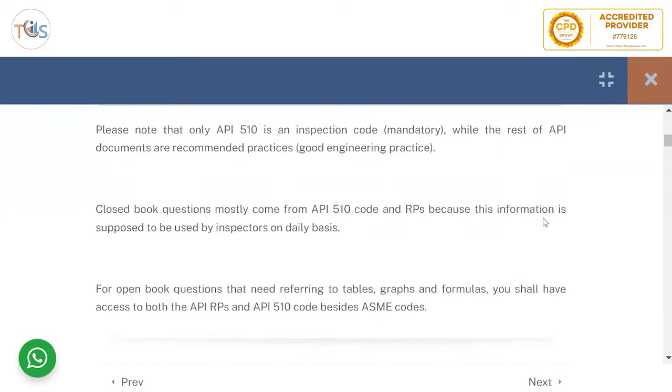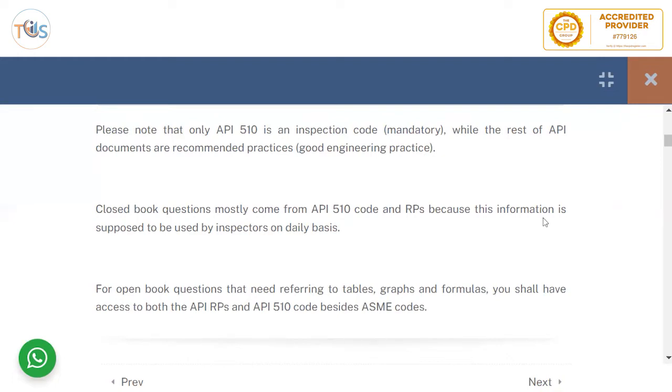The API 510 code is an inspection code. It's mandatory. It tells you what to do, what not to do, what is allowed, what is not allowed. While the 572, like any other recommended practice, is good engineering practice. Okay, so it tells you how to do it, when to do it. So as an inspector, you would be using this 572 on a daily basis, because that is like a guideline for you.